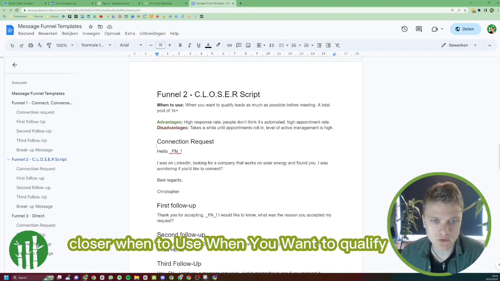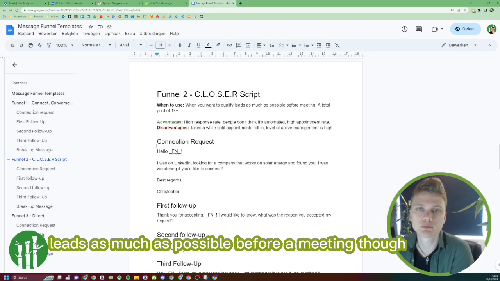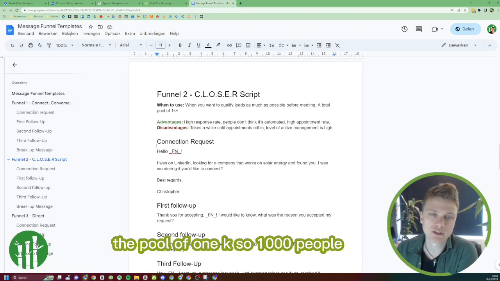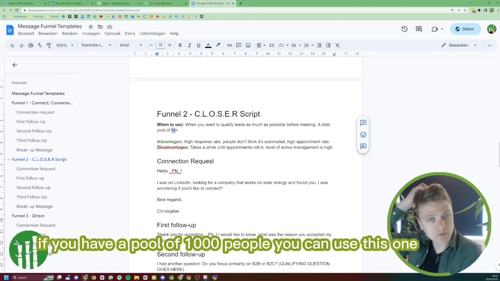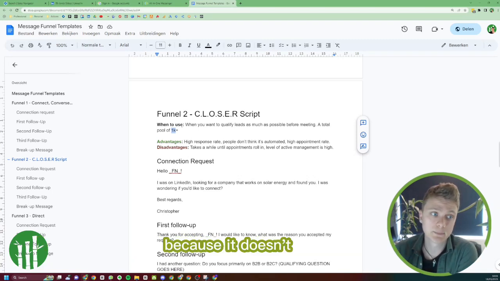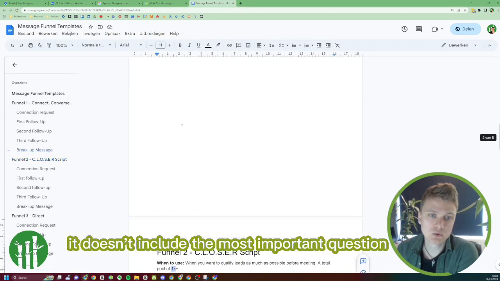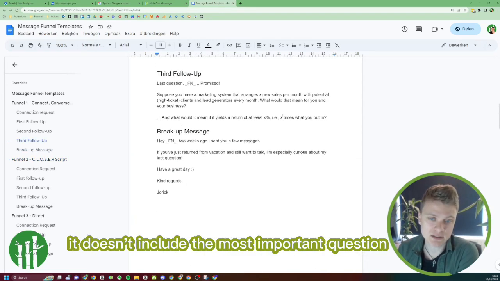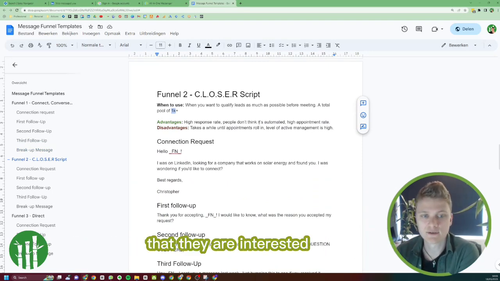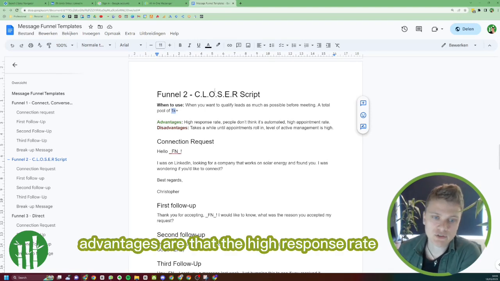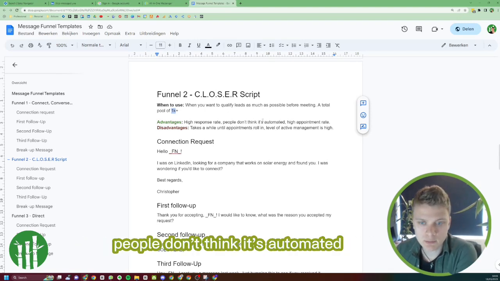Closer. When to use: when you want to qualify leads as much as possible before a meeting. A total pool of 1K. So if you have a pool of 1,000 people, you can use this one because it doesn't include the most important question, and that's intentional because you want to qualify them first before asking whether they are interested. The advantage is the high response rate; people don't think it's automated.